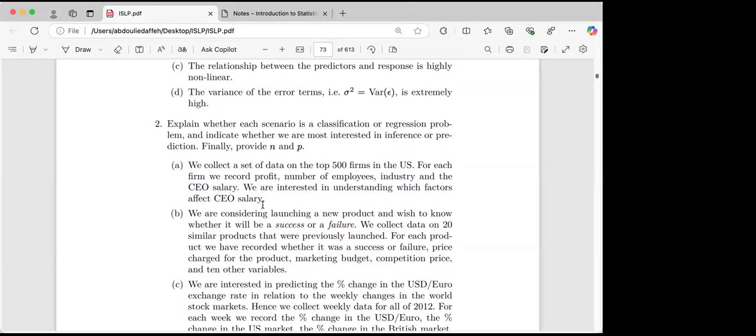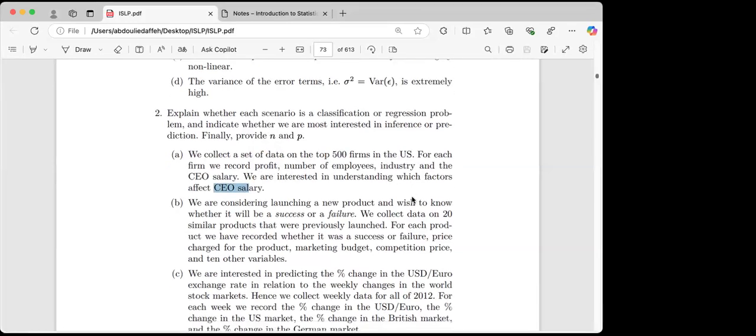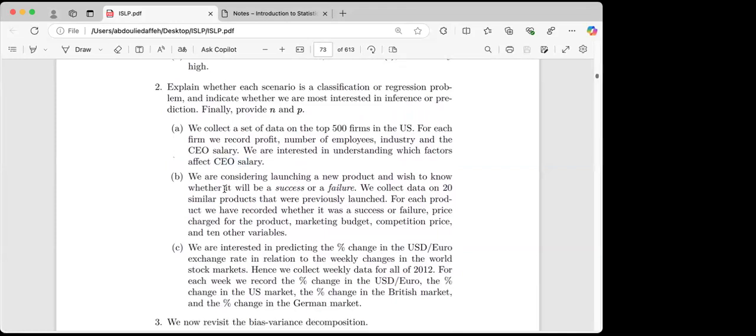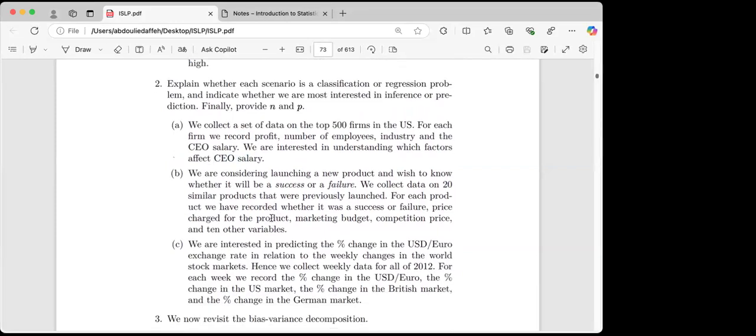Yes, I agree. I think it's going to be regression because CEO salary is a quantitative variable. And then of course, n is going to be 500 firms, and the p's are going to be the profit, the number of employees, and all that. Okay. Maybe let's just look at the next one, since it's already time.